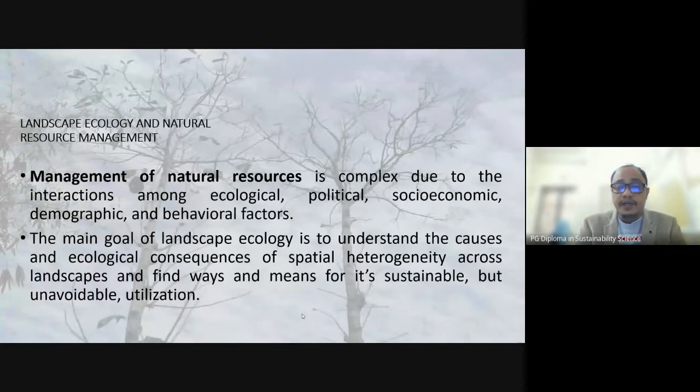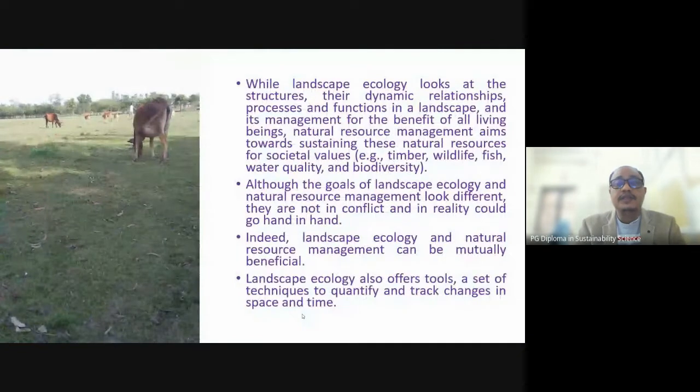But as I told you, when we are trying to develop new infrastructure, we try to have minimum disturbance to the natural structure, in the sense that we have to utilize natural resources, right?